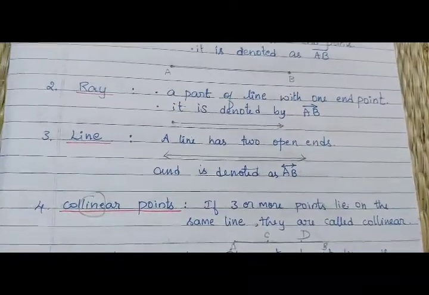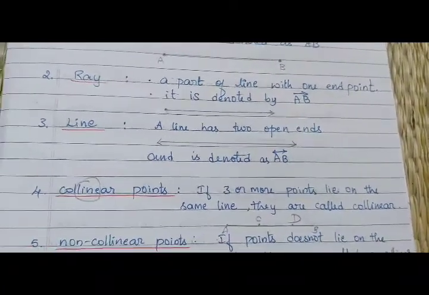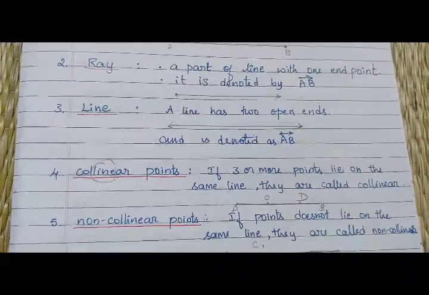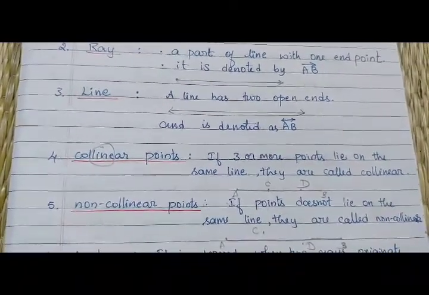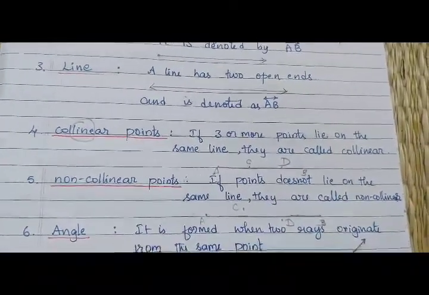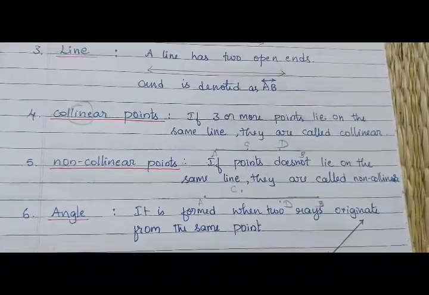Collinear points. If three or more points lie on the same line, they are called collinear. Non-collinear points are those which do not lie on the same line.